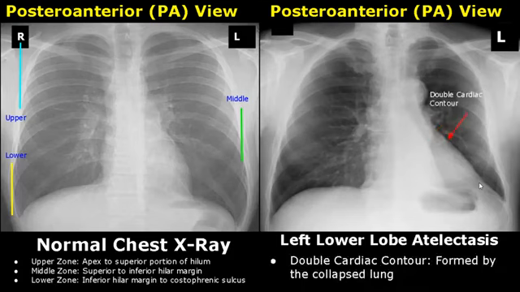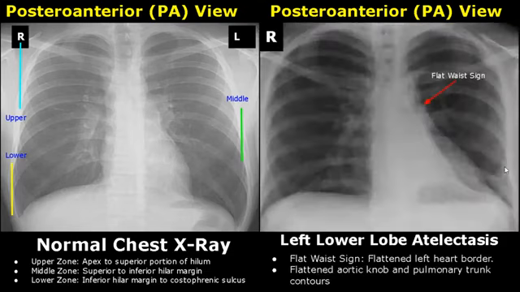Double cardiac contour is another feature of left lower lobe atelectasis. It is formed by the collapsed lung. We can see two cardiac contours, one here and another one here. It looks as if the heart has two outlines.